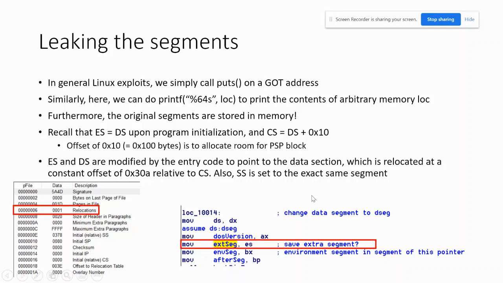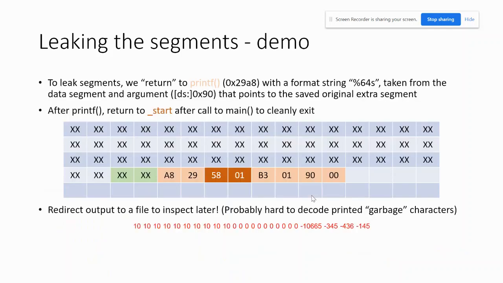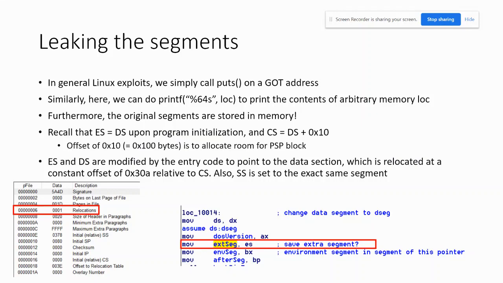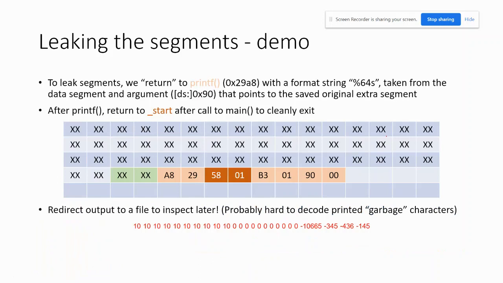Okay, so continuing on, we're going to also show now how to leak the segments. To leak the segments, we're going again to return to printf with arguments of this format string here and hex 90, which is the offset from the data segment that points to the saved extra segment. So here, really extra segment is hex 90. And you can see that in this buffer as well. And after that, we're going to cleanly exit by returning to the start right after the main call.